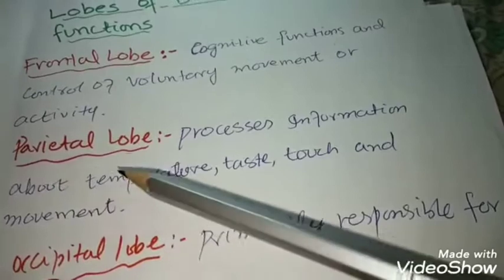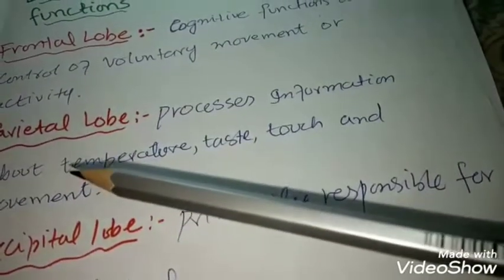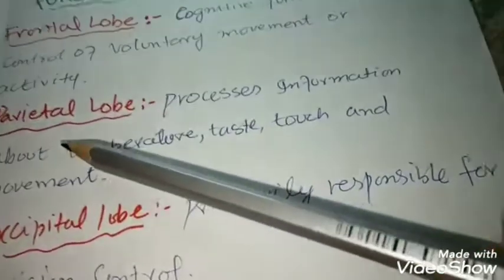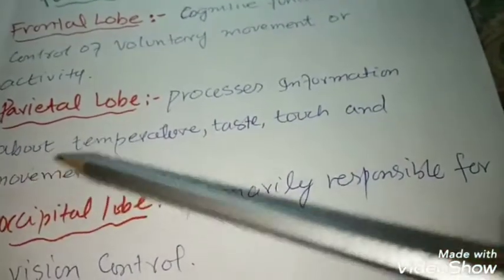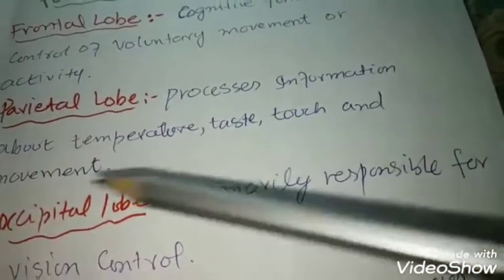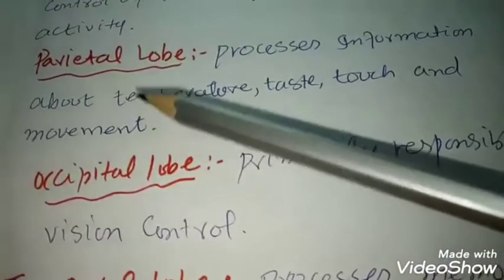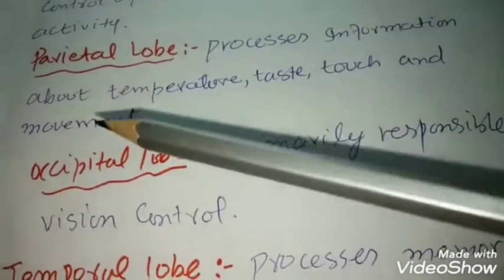Second one is parietal lobe. It is behind the frontal lobe. It is in the center of the skull. It processes information about temperature, taste, touch, and movement. In parietal lobe there are control centers for temperature, taste, touch, and movement processing.